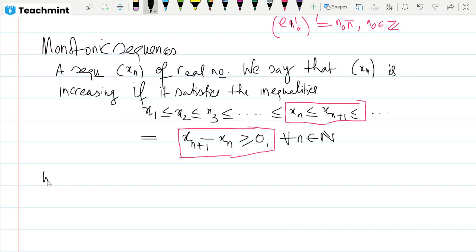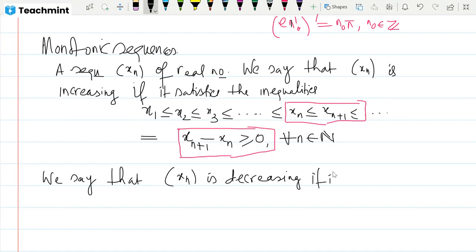Now we say that the same sequence xn is a decreasing sequence. xn is decreasing if it satisfies the inequality.